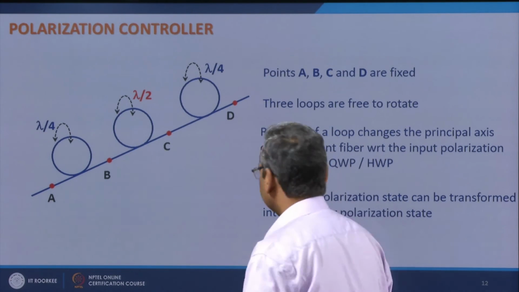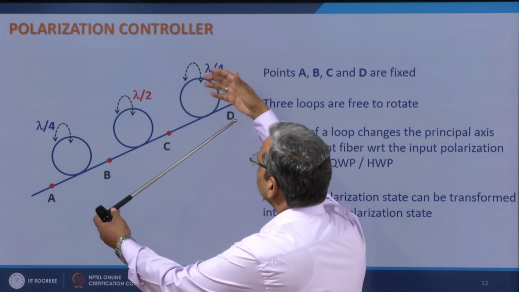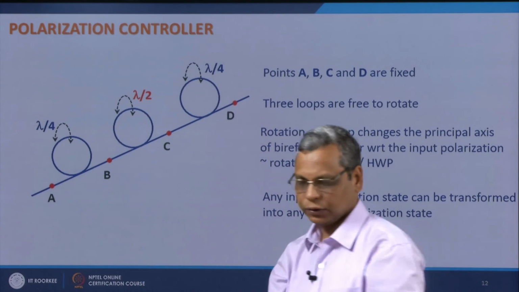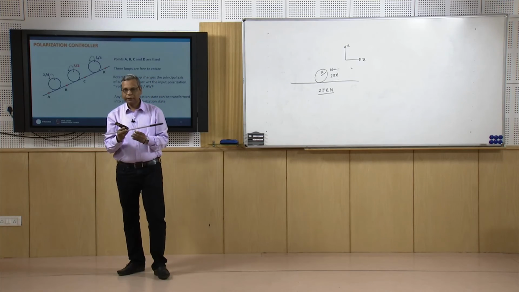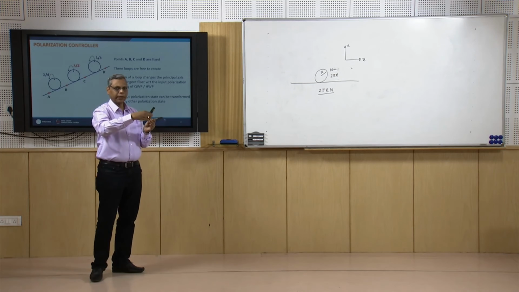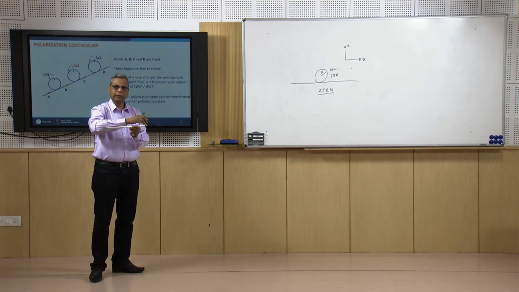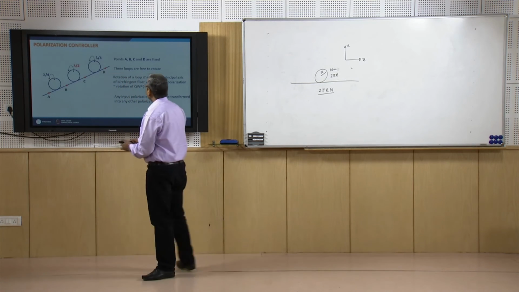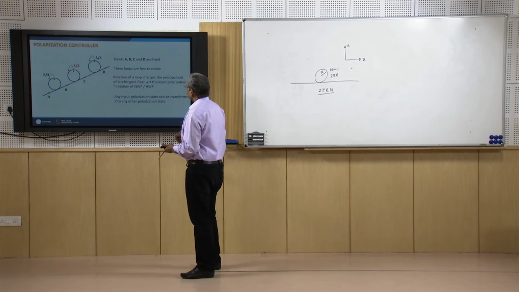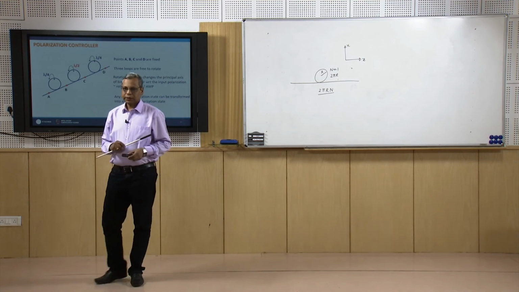So, these points are fixed, and now these loops can be rotated. So, if you have this fiber and there is a loop here, then this loop can be rotated like this. This loop can be rotated. This loop can also be rotated. This loop can also be rotated. What do I achieve by rotating these loops?